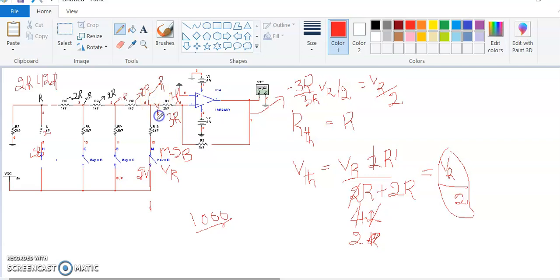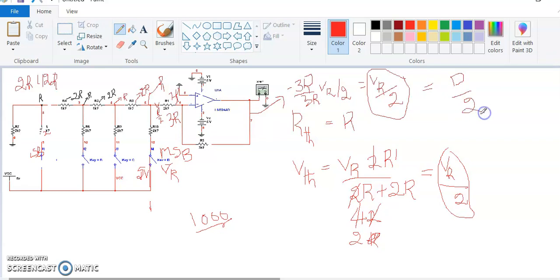Now I am going to calculate the output voltage. Output voltage V naught is equal to what? Feedback resistance, that is 3R, by input resistance, 3R, so 3R by 3R into Vi. Vi is what? VR by 2. So this is our reference voltage. VR is what? 5 volts. This point is D, so that V naught is equal to D by 2.